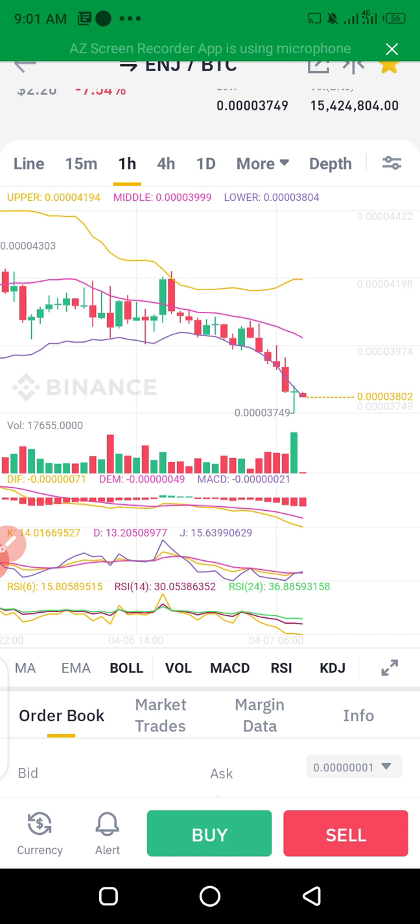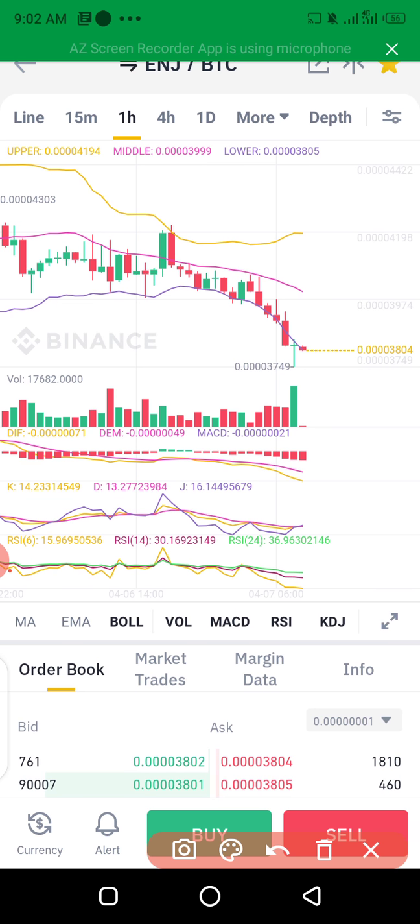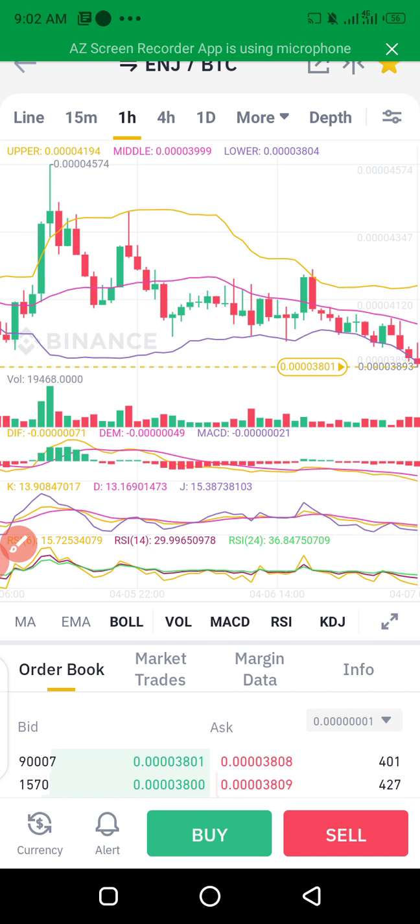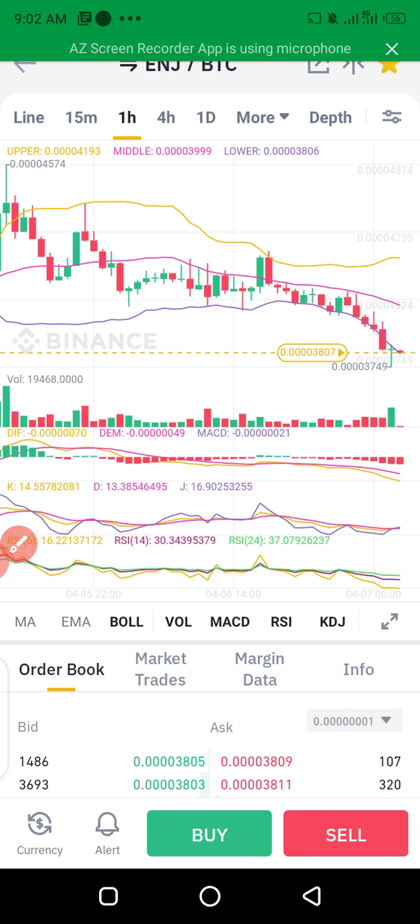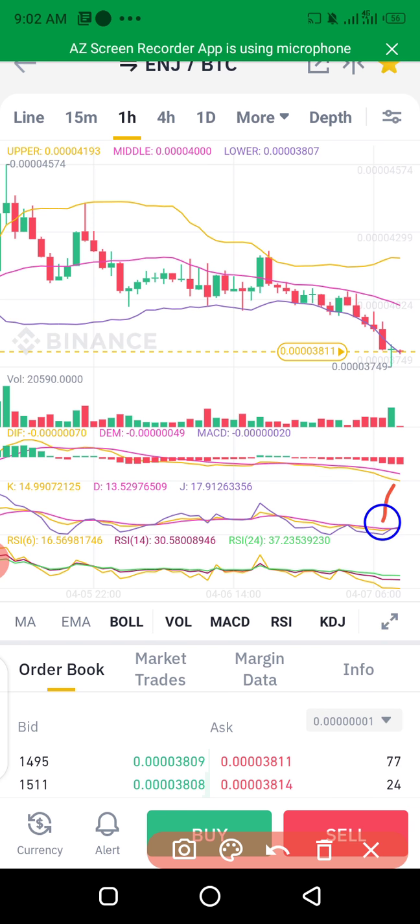What we call MACD is moving average convergence divergence. MACD is moving average convergence divergence. As you can see, this is the MACD histogram. I've explained that in my previous video. This yellow line is the signal line, and this red line is the MACD line.